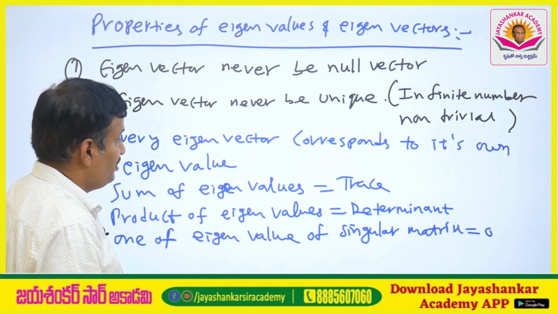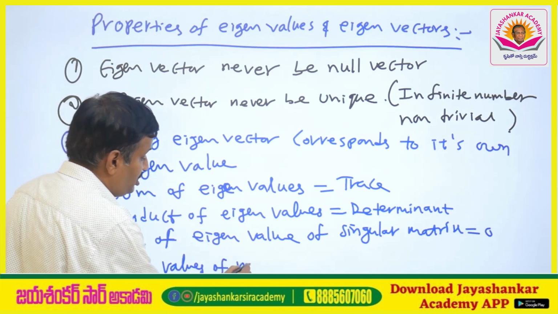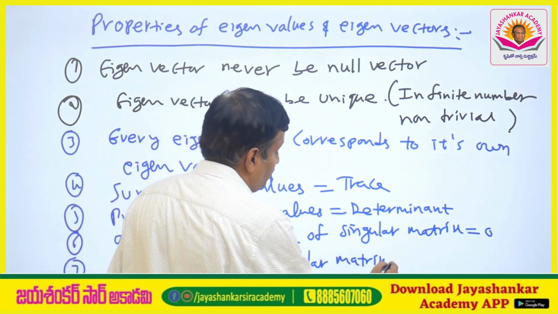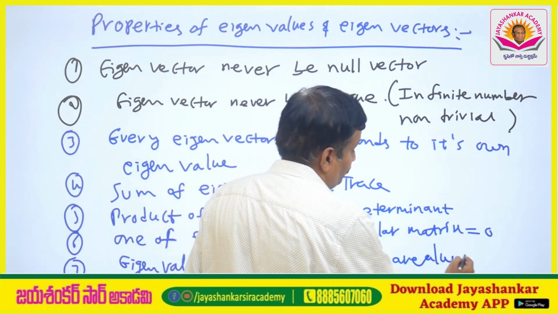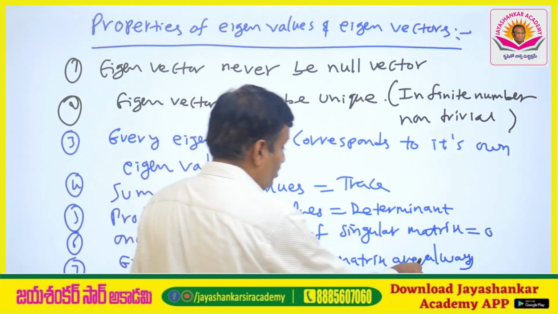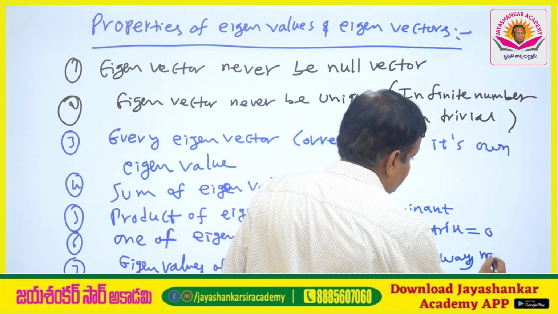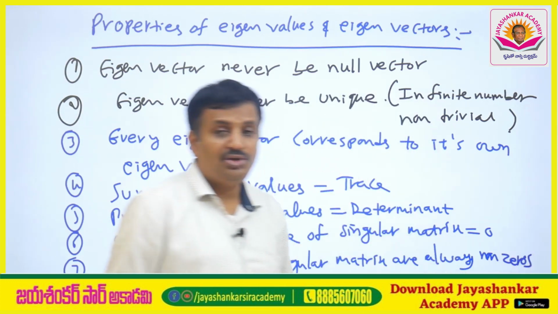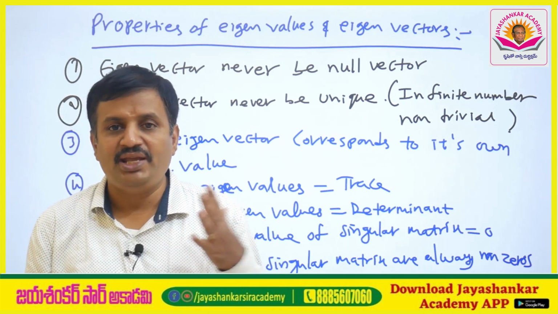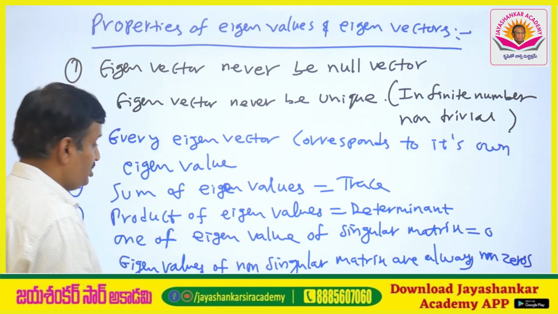Then, coming to the seventh one, eigenvalues of a non-singular matrix are always non-zero. Non-singular matrix means what? Determinant is not equal to 0. For a singular matrix the determinant is 0, so definitely one eigenvalue is 0. For a non-singular matrix, the eigenvalues are non-zero. These are all the properties.